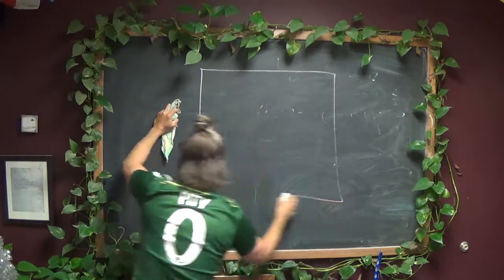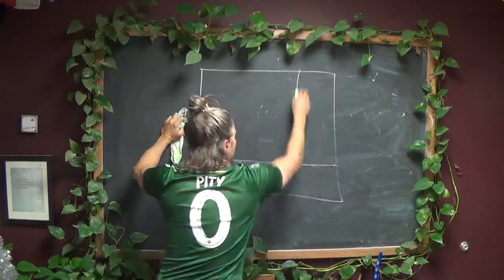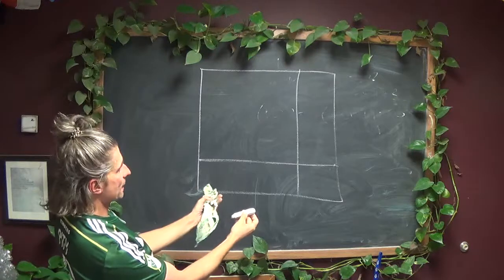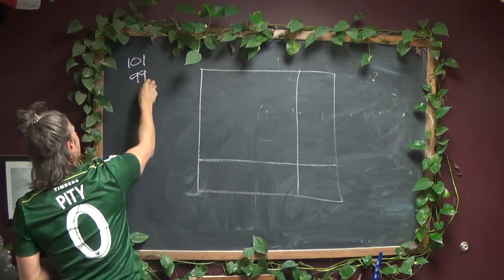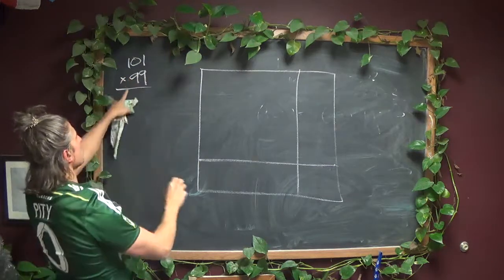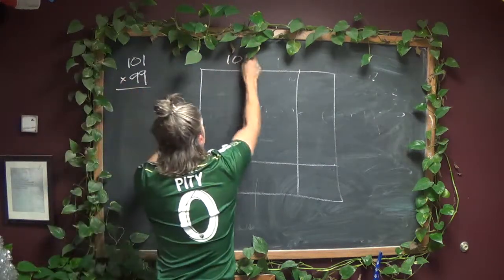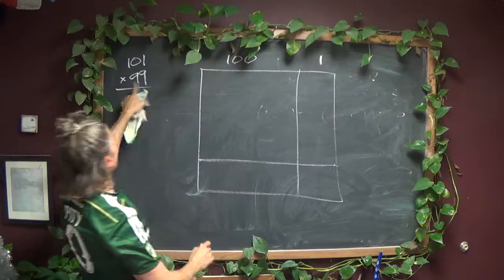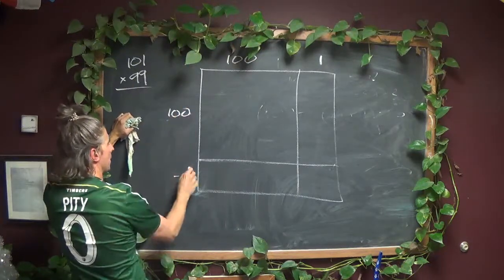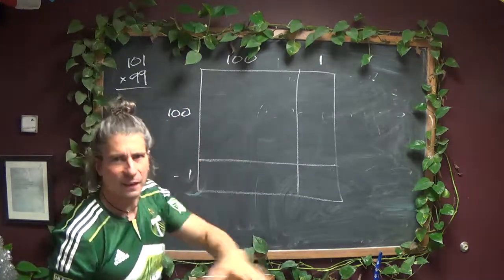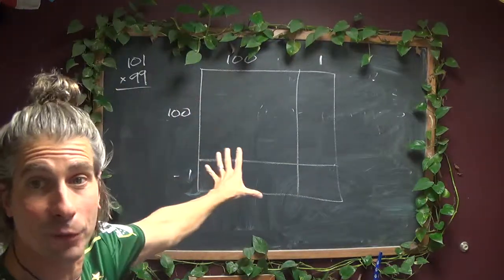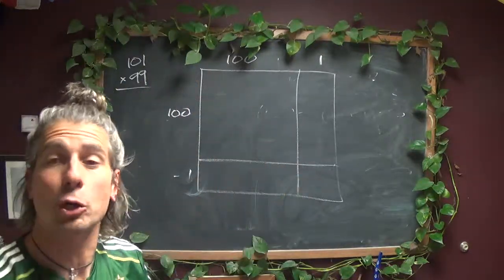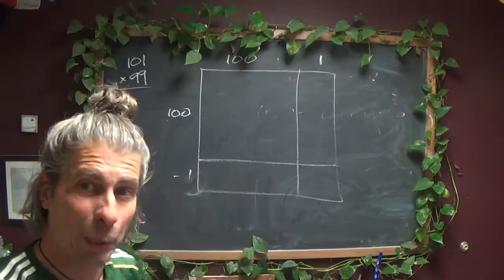If you envision your workspace as this, and you're doing the problem 101 times 99, you can put the 101 as 100 plus 1, and the 99 as 100 minus 1. The size of these things is irrelevant. It's just breaking the whole thing up into 4 regions. And the 4 regions each correspond to those 4 numbers I had earlier.